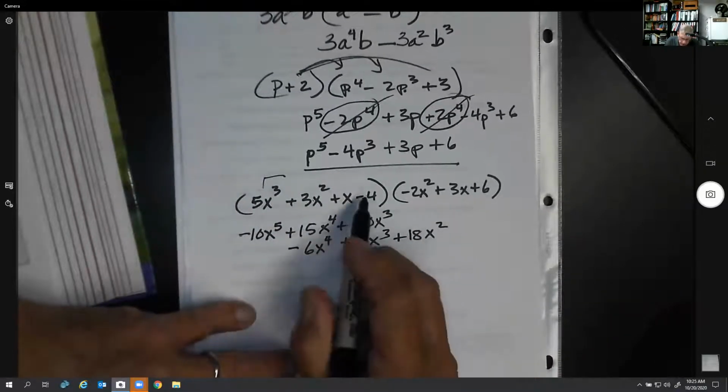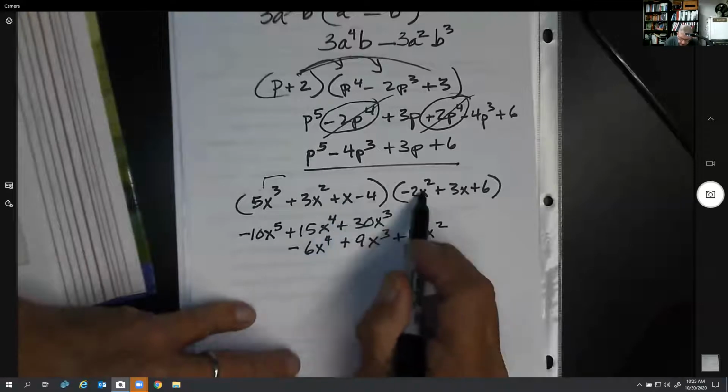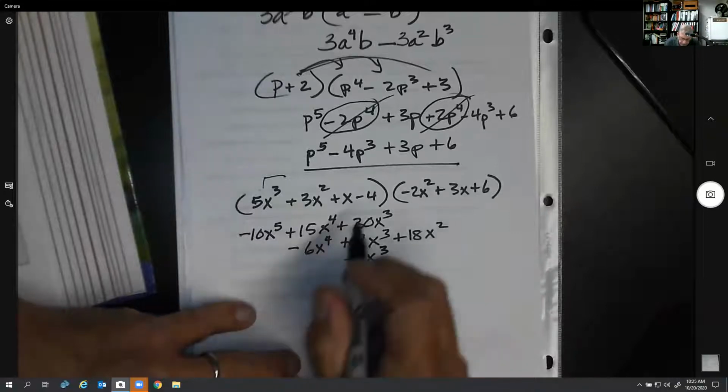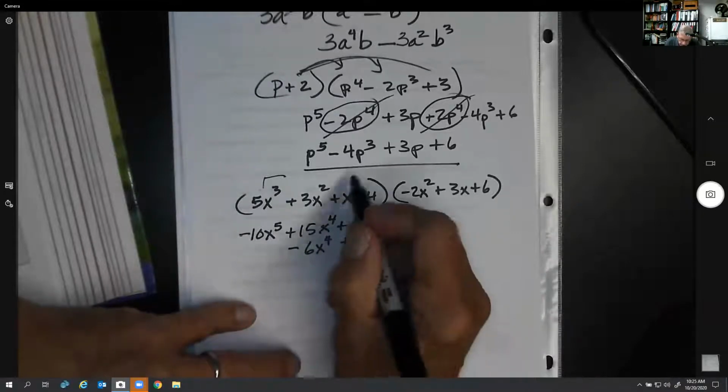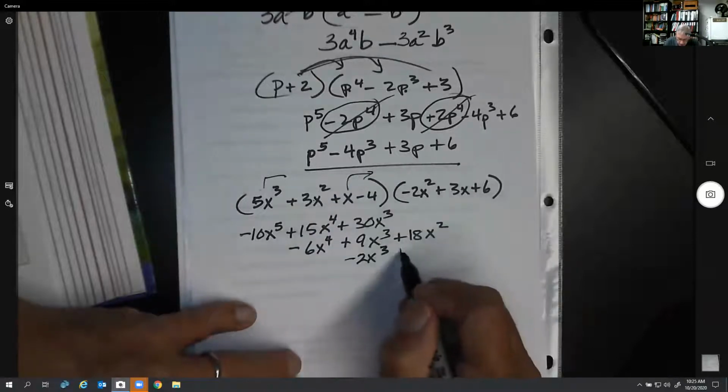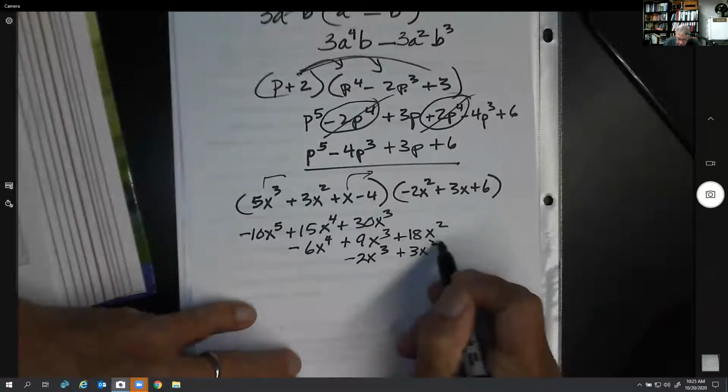Now I'm going to multiply by the x. And I get a negative 2x cubed. Put that under here, negative 2x cubed. And then I'm multiplying by the x. I better remember what I'm multiplying by. 3x squared. And finally 6x.